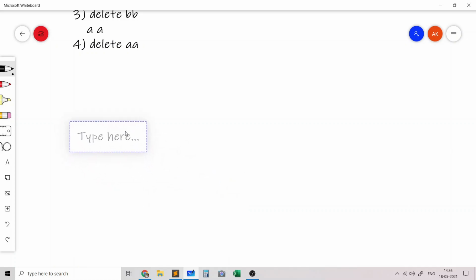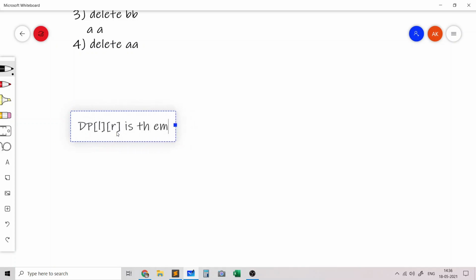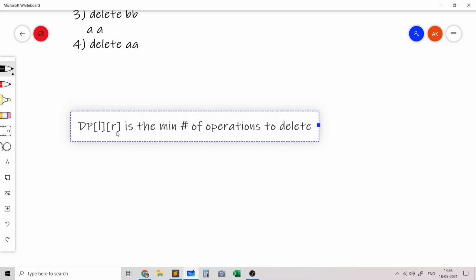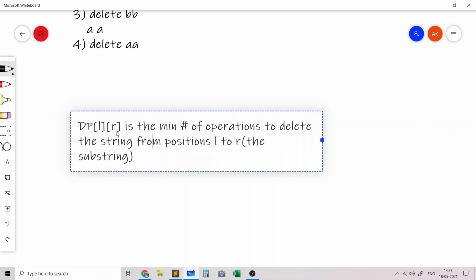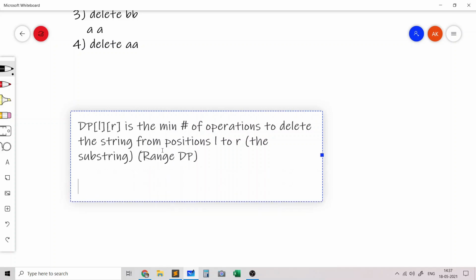In the solution, we would always define our DP state. DP of L R is the minimum number of operations to delete the string from positions L to R. So this is basically a substring. Minimum number of operations to delete the substring from positions L to R. That's what DP of L to R is, because this is the standard range DP state.